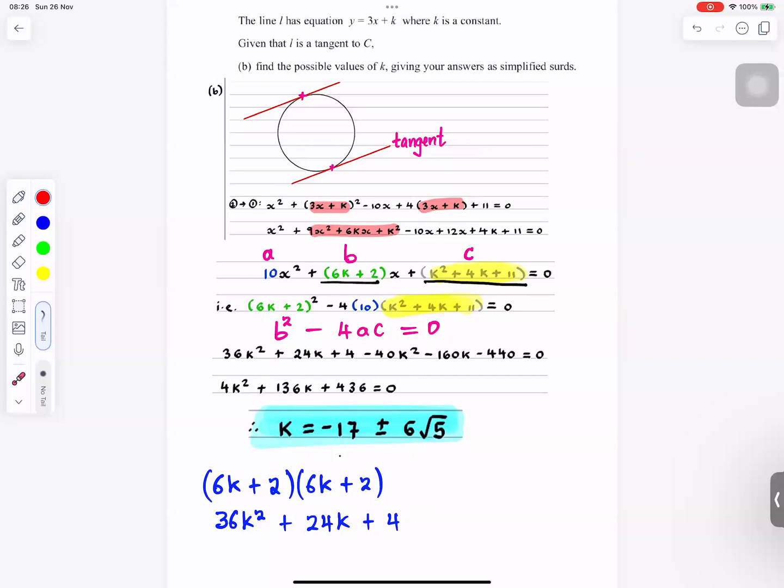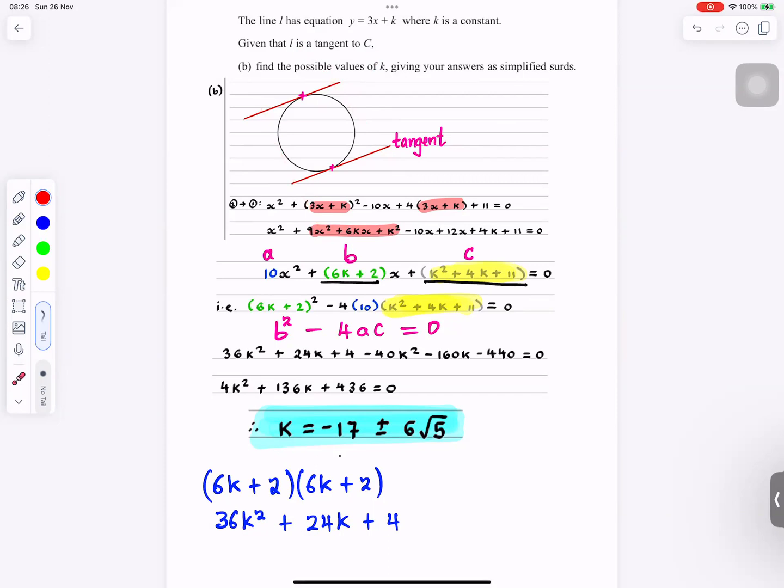The line L has equation y equals 3x plus k. Find the possible values of k, giving your answers as simplified surds. L is a tangent to C. C is the curve there, the circle. So you can see a tangent. I've drawn a tangent line there and another tangent line. So there's only those two tangent lines that way. You can have two tangent lines the other way with positive gradient.